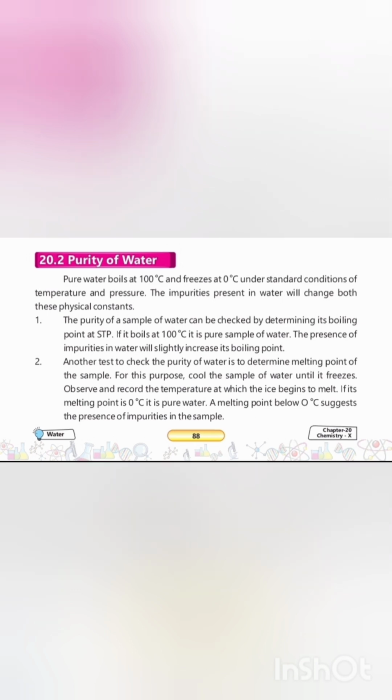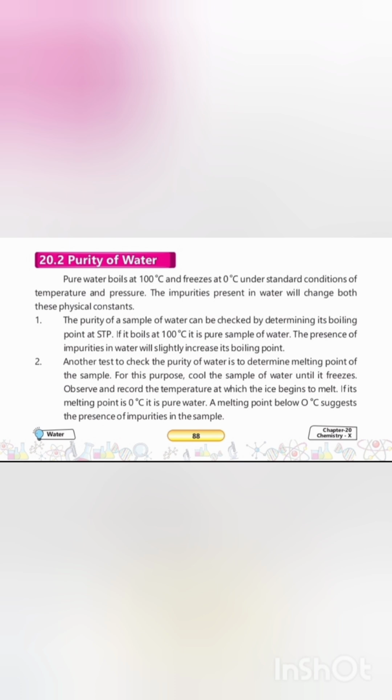The effect of impurities. If dissolved impurities are present in a water sample, they alter these physical constants in specific ways. How? Let's see. Boiling point elevation. Impurities cause the water to boil at a higher temperature than 100 degrees Celsius. And melting point depression means impurities cause the ice to begin melting at a lower temperature than 0 degrees Celsius.